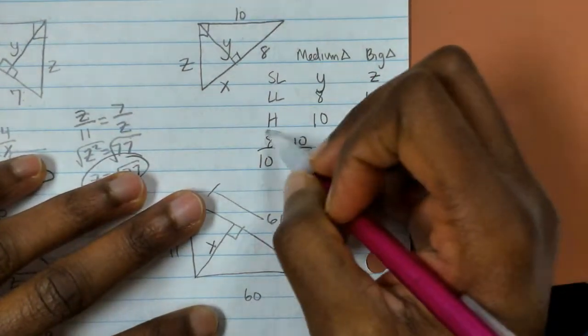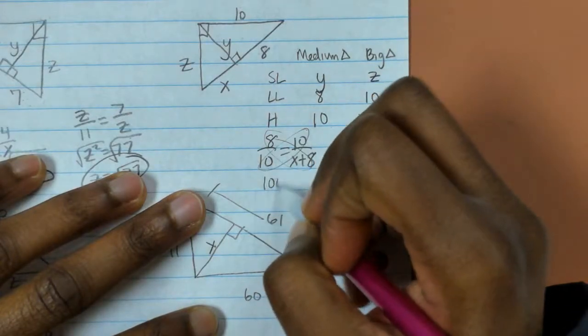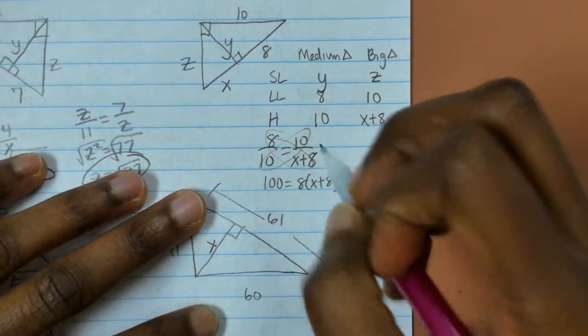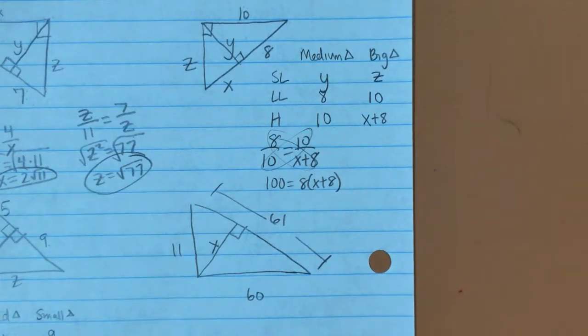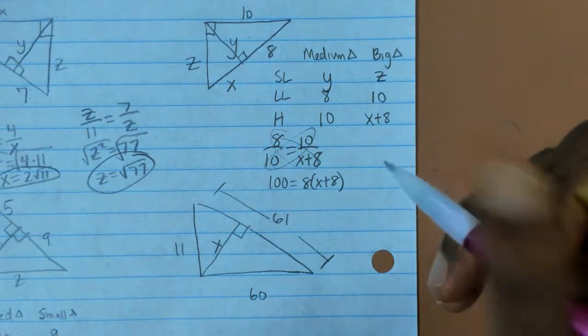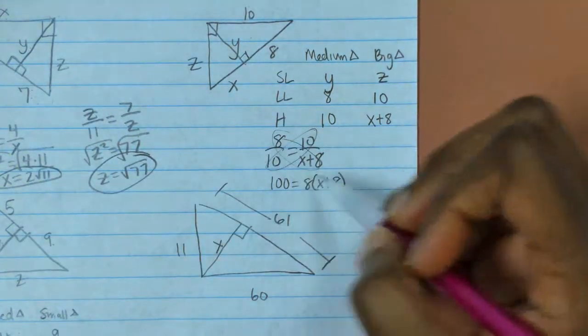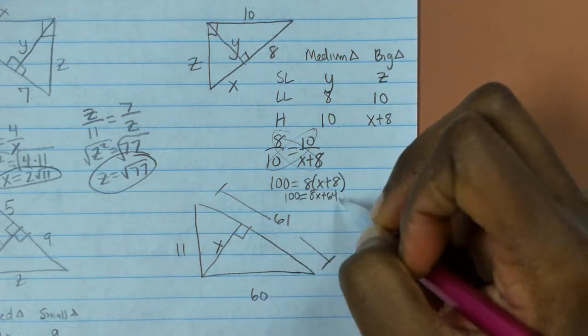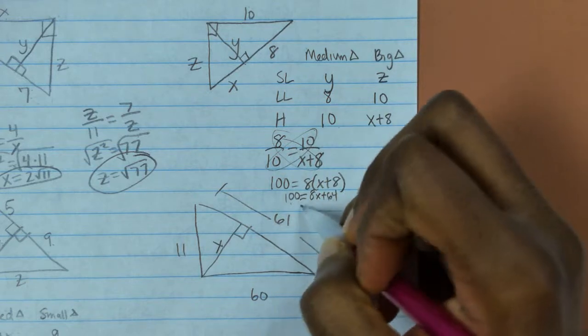So when I cross multiply this, I get 100 equals 8 times x plus 8, which we've already solved that problem, but in case you skipped to this part of the video, I guess I can resolve it. Just ran out of space, kind of. So when I distribute, I get 8x plus 64 equals 100. Subtracting 64 from both sides gives me 36.